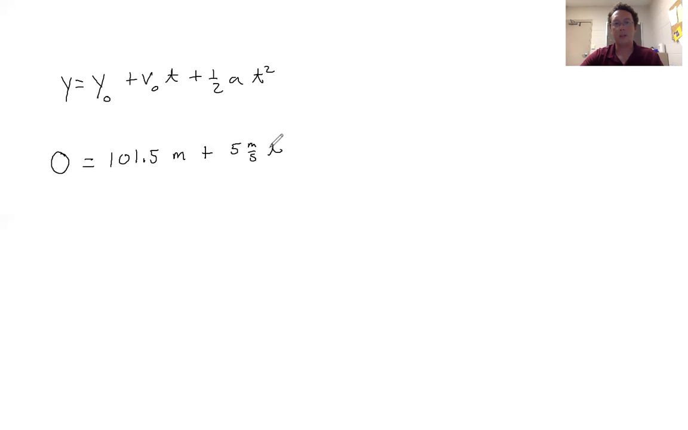We're going to say the second kinematic equation says that y equals y initial plus v initial t plus 1/2 the acceleration times time squared. I plug in the numbers I have here. So the final height is 0. The initial height is 101.5 meters, plus the initial velocity of 5 meters per second times t, plus 1/2 the acceleration, minus 9.81 meters per second squared, times time squared.